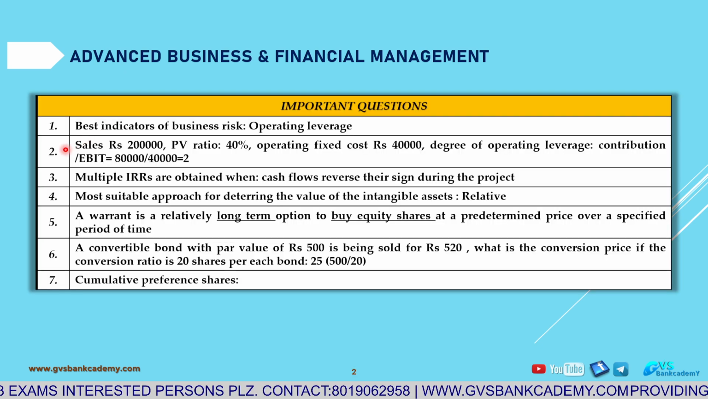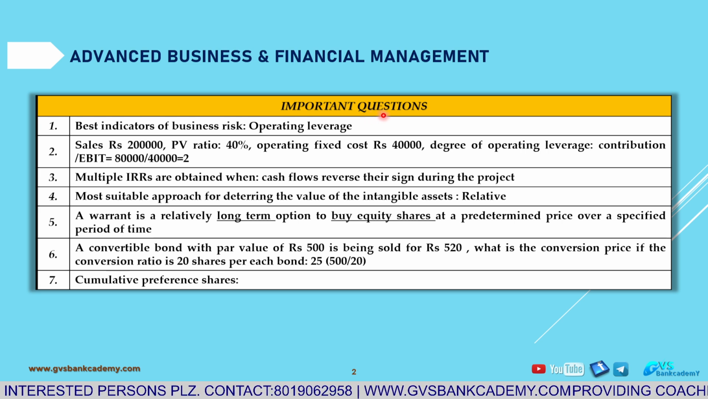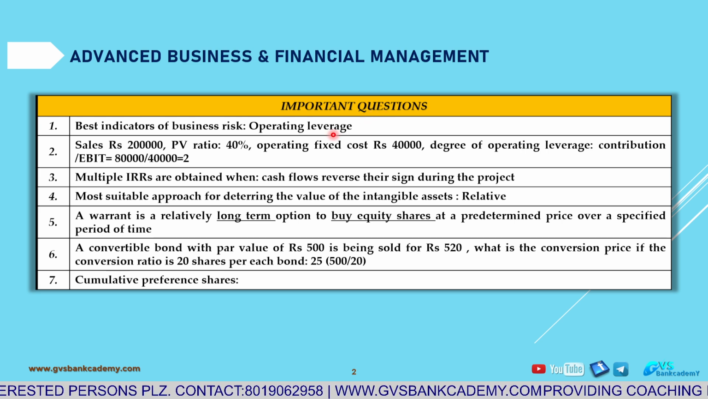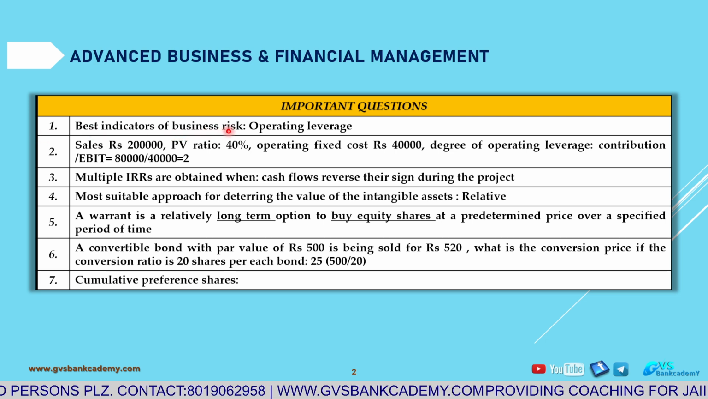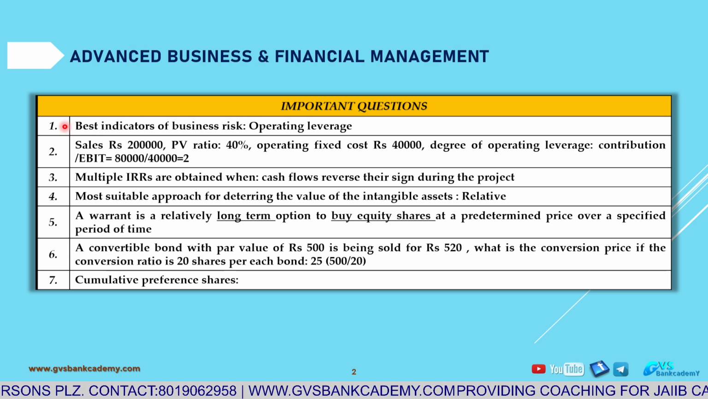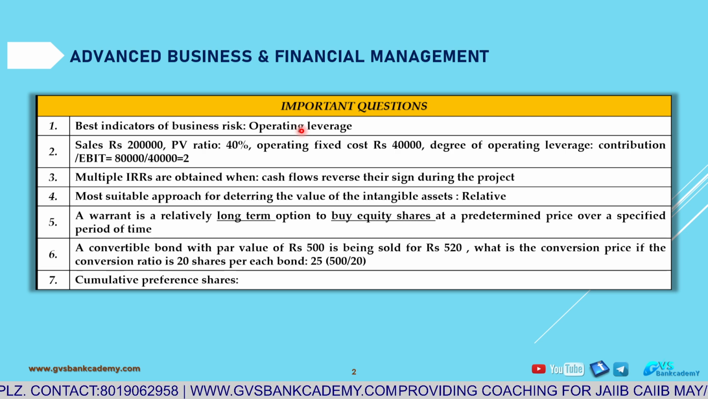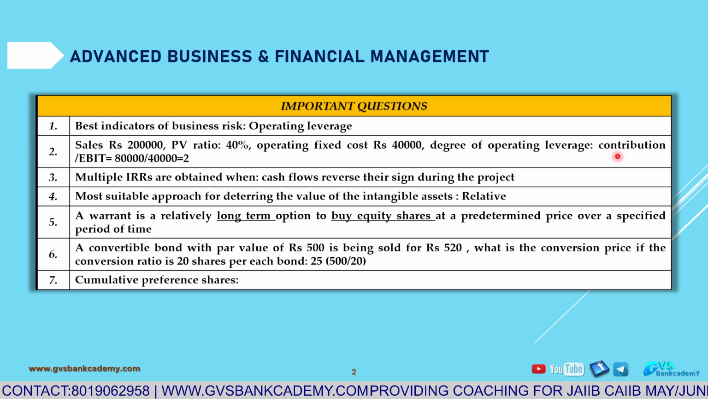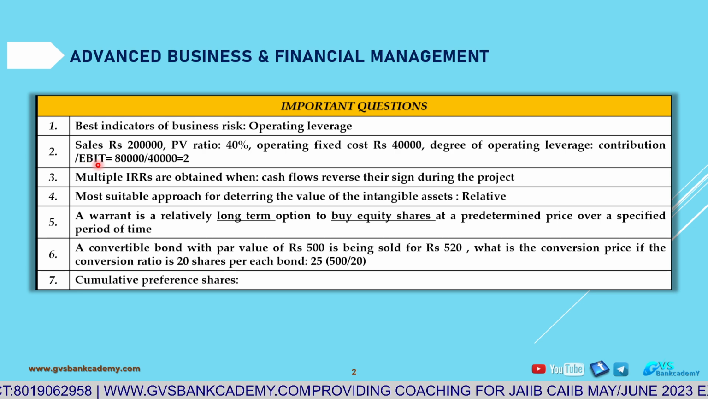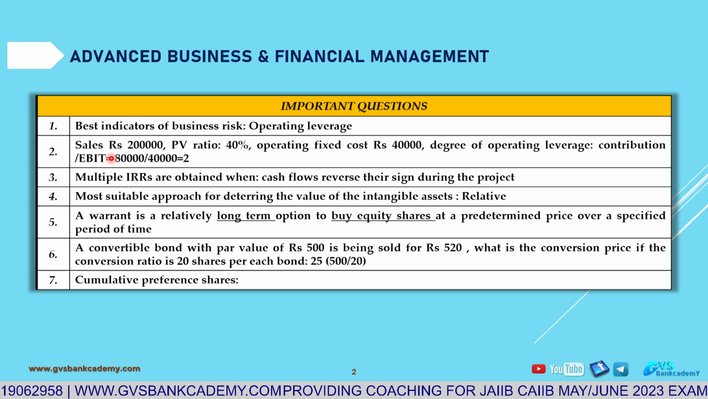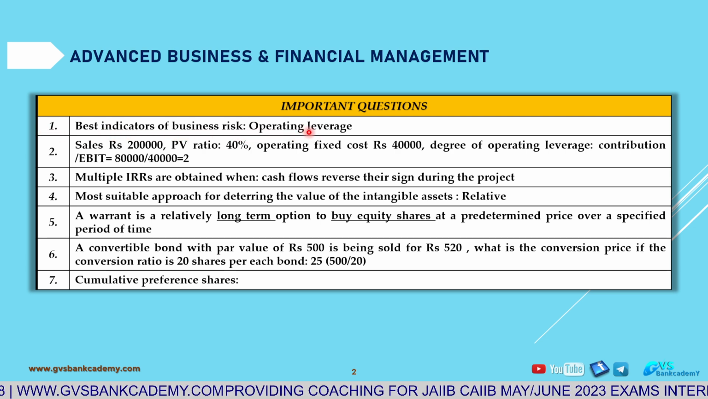Question number 1. These are very useful and important questions for last minute revision before examination. Best indicators of business risk is operating leverage. Operating leverage formula: contribution by earnings before interest and tax, EBIT.